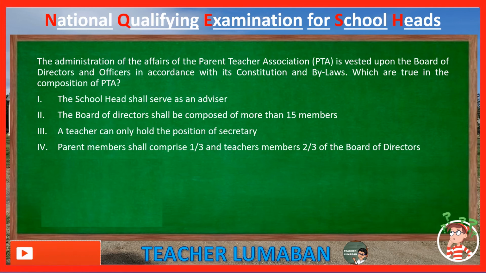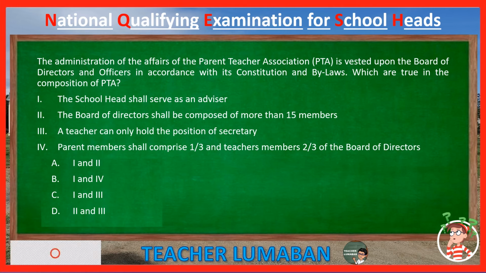Letter A, Roman numeral 1 and 2. Letter B, Roman numeral 1 and 4. Letter C, Roman numeral 1 and 3. Letter D, Roman numeral 2 and 3. Choose the suitable answer based on the given choices in 5 seconds. 5, 4, 3, 2, 1. Letter C is the correct answer. Roman numeral 1 and 3.